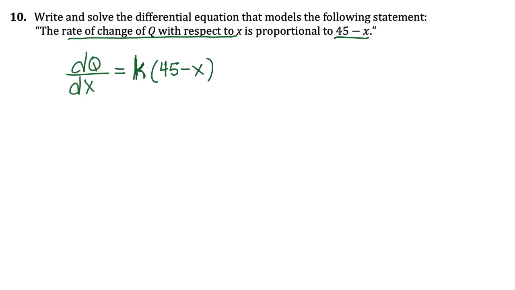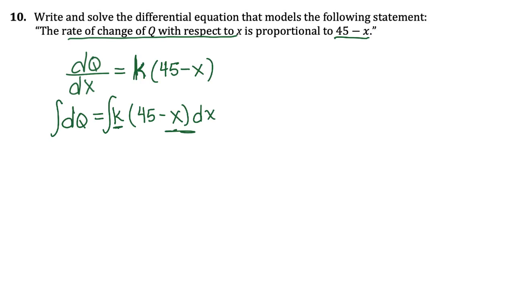Alright, now we're going to go through and move our dx over to the other side. So when I do that, I have dq equals k times 45 minus x, and then I'm going to put my dx. And now let's go ahead and integrate both sides. And keep in mind you are integrating with respect to x. And so on this side over here, so this k is just going to be a constant there.